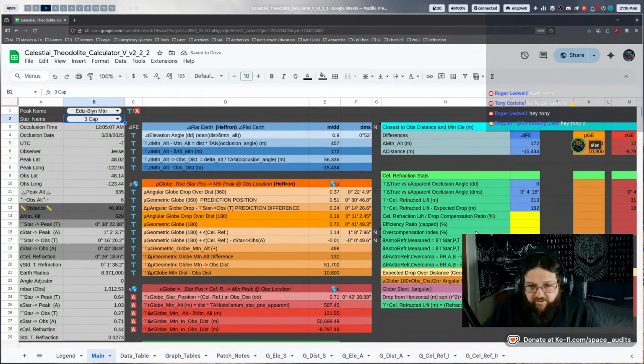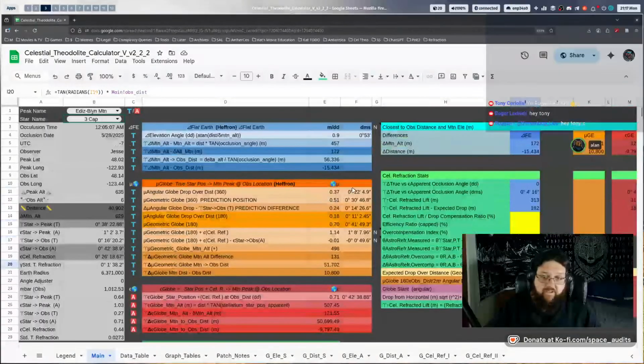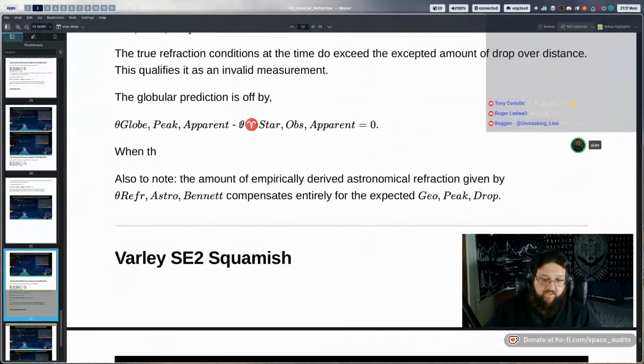Okay, so the liftover distance from celestial refraction was 313 meters over a drop over distance of 131. The actual angular separation at the time of occlusion was 14 arc minutes. That's pretty significant, that's the highest one we've seen. And it gives 172 meters of correction to the drop over distance there, far exceeding the drop over distance. And the refraction overcompensation there is 140 meters. So refraction is completely overshadowing what would be a globe measurement, to facilitate the illusion of a globe measurement.